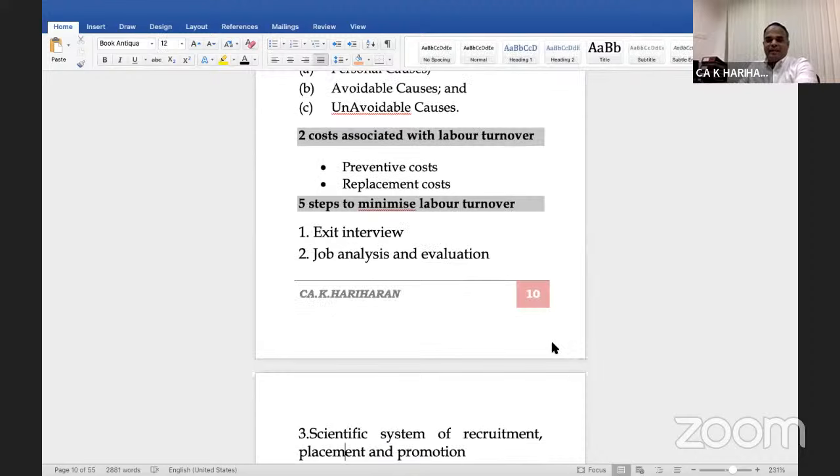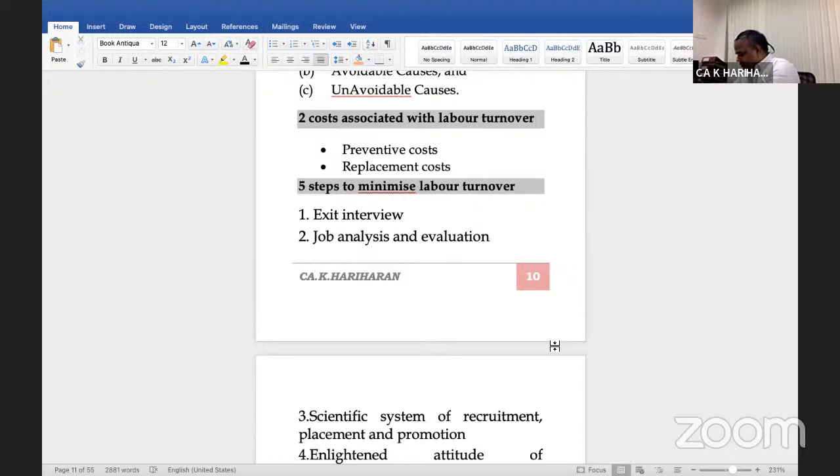Whenever labor turnover arises, we have to incur a cost. What type of cost are you going to incur? Suppose I don't want any labor turnover; all the workers should stay in my office itself. Workers should not go out from my office. Then what do I have to do? Is it practically possible? Then I have to satisfy the worker. On what basis, and how is it possible to satisfy the worker?